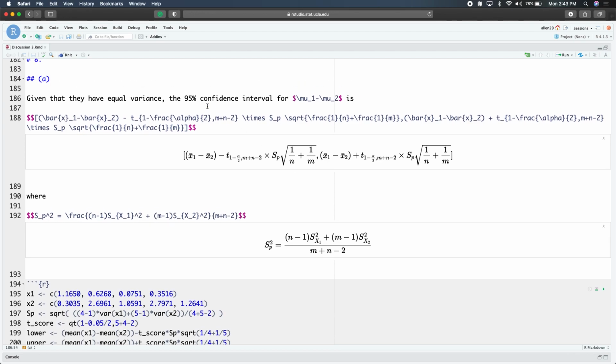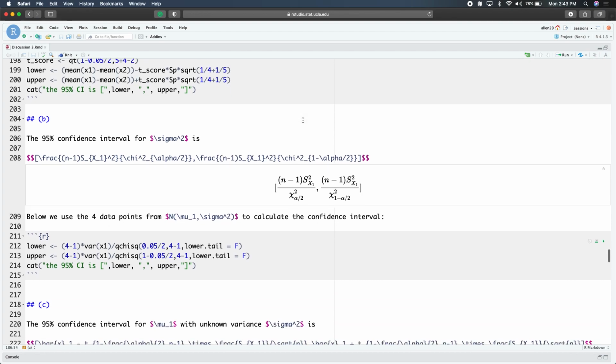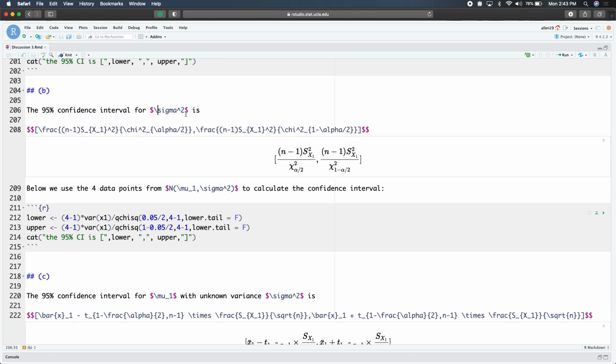So this is the confidence interval for mu1 minus mu2. Part B is looking for sigma square, and this is the corresponding interval formula for that. Make sure you plug in the corresponding values, and here I'm using the 4 data points from sample 1. You can also estimate using sample 2.